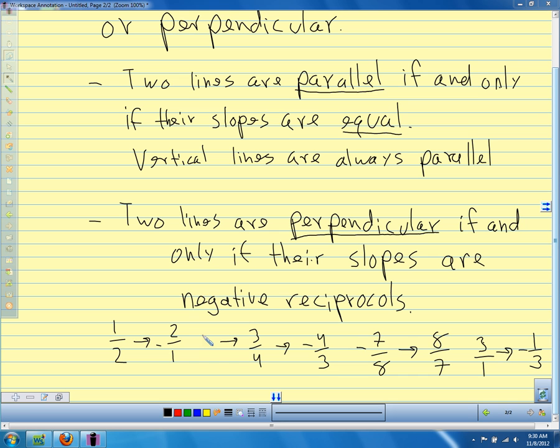So if we find the slopes of two lines and they are negative reciprocals, we know that the lines are perpendicular. And any vertical line is always perpendicular to any horizontal line.